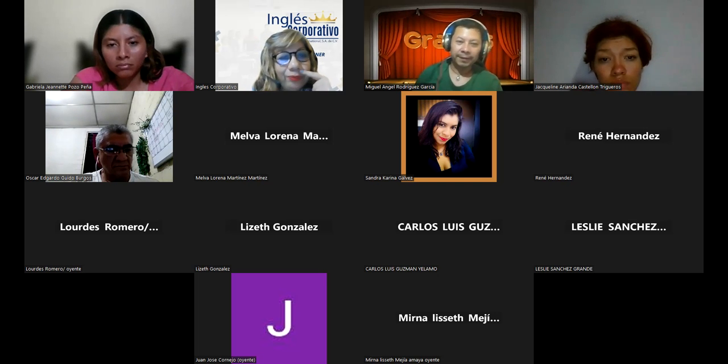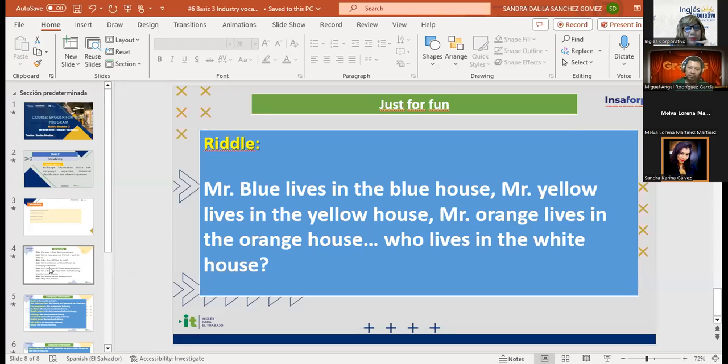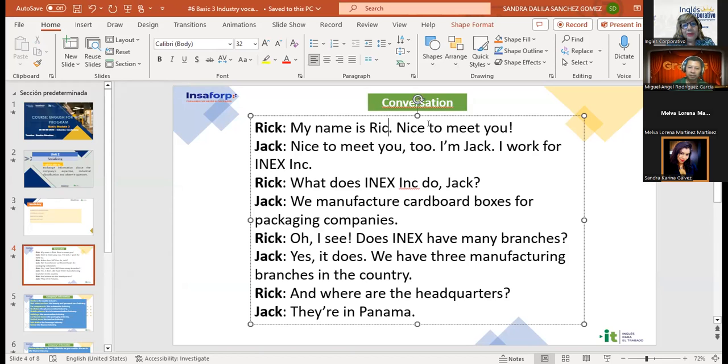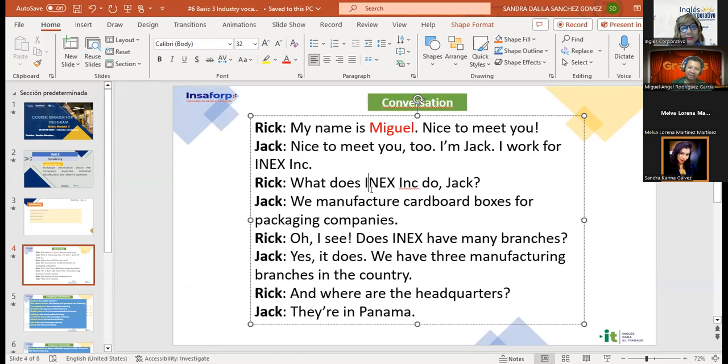Entonces usted viene y accesa lo del PowerPoint, ¿verdad? En PowerPoint está la conversación. Vale. Entonces usted lo que hace, como aquí se puede digitar, por ejemplo aquí donde dice My name is Rick, y ahí le cambia, ¿verdad? Solo ahí Miguel. Y le puede ir poniendo en rojo para ir entendiendo que ese es el cambio, para que a usted se le facilite. Vaya, por ejemplo, así, ¿ve?